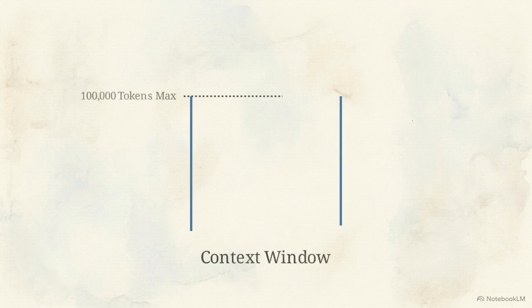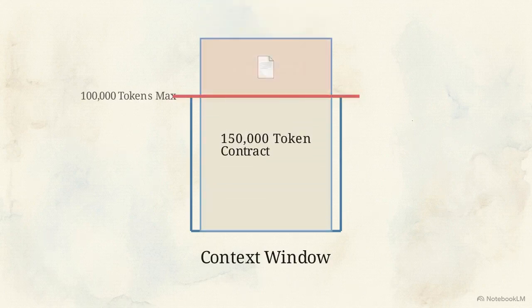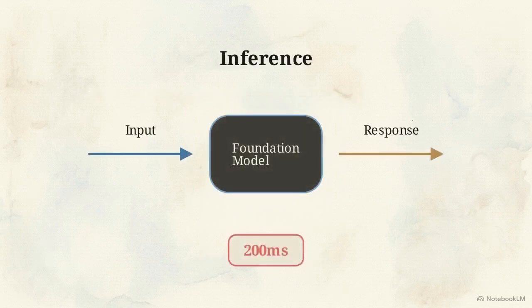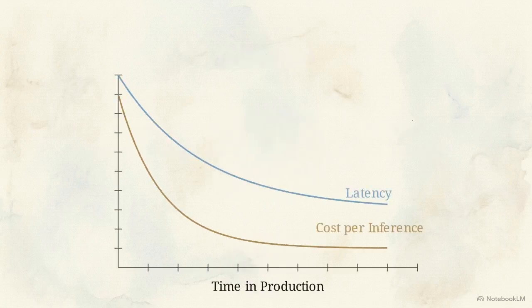These numerical weights dictate whether a model is small enough to fit on a mobile phone or large enough to require cloud infrastructure. Every model is limited by its context window, the maximum number of tokens it can process in a single interaction. If you feed a 150,000 token contract into a model that can only handle 100,000, the system silently truncates the excess. Every time the model generates an output from a new input, it is performing an inference. Training is a one-time cost, but in production, we measure success by the speed and cost of these inferences.